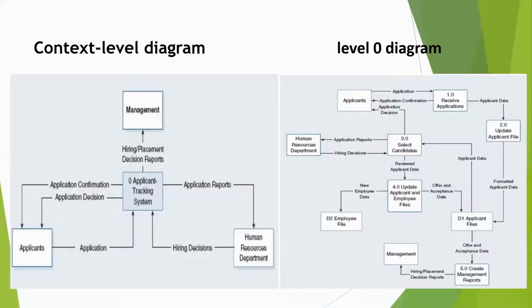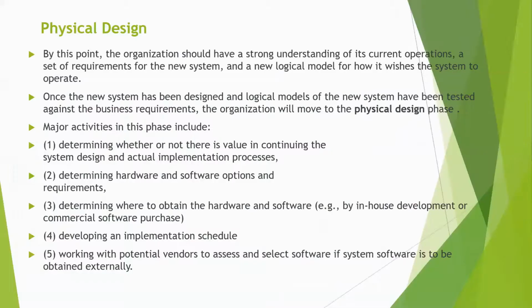In this detailed version, the entities, that is the applicants, the human resource management department, and the management, of course, are the entities represented in the same diagram, but the 0 applicant tracking system from the left is detailed into the level 0 diagram, where the whole process is given in detail.